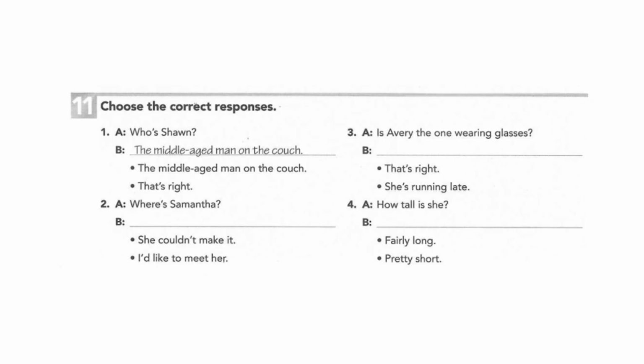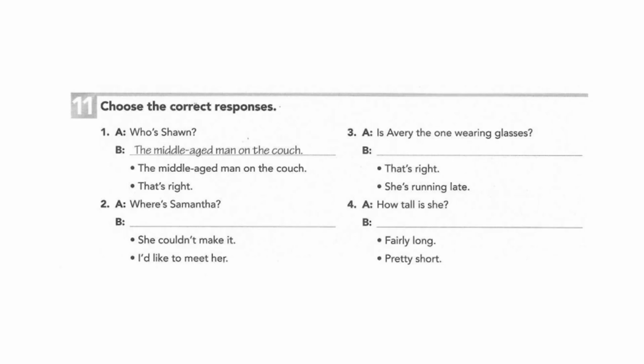I think it could be both of them. Because, for example, where's Samantha? She didn't do her homework. And the answer in this context could be she couldn't make it. Okay.